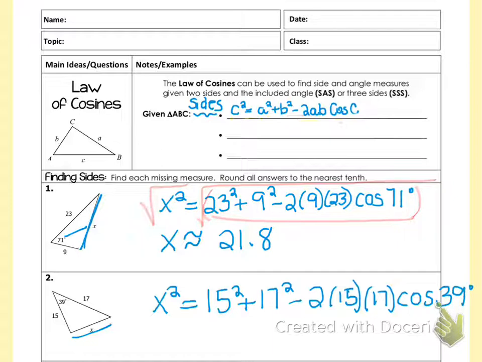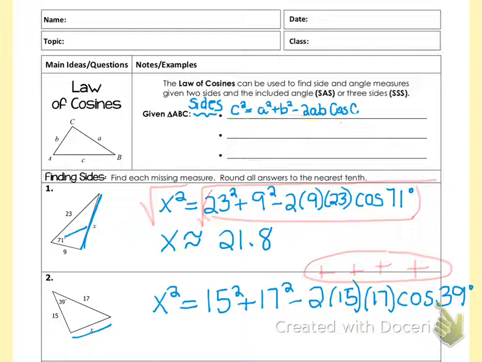Now, before we actually do this calculation, I want to just explain a little more why this works. So when you think about the cosine of 39 degrees, if you just typed in the cosine of 39 degrees, you're going to get a positive number. So if this is something that's positive, this is positive, this is positive, this is positive, right? When you multiply all these things, it's going to be something positive. And so you're going to be subtracting that from 15 squared plus 17 squared.